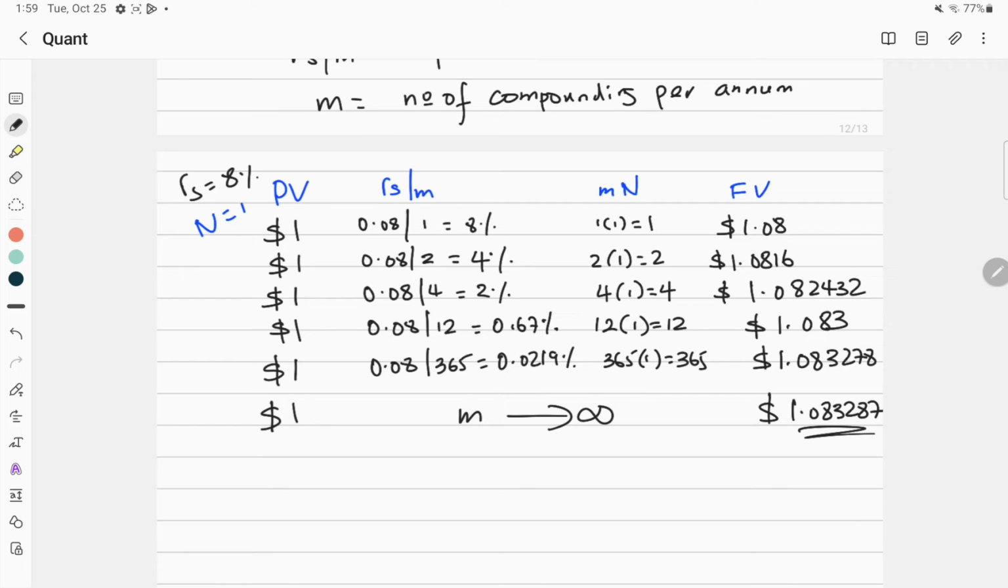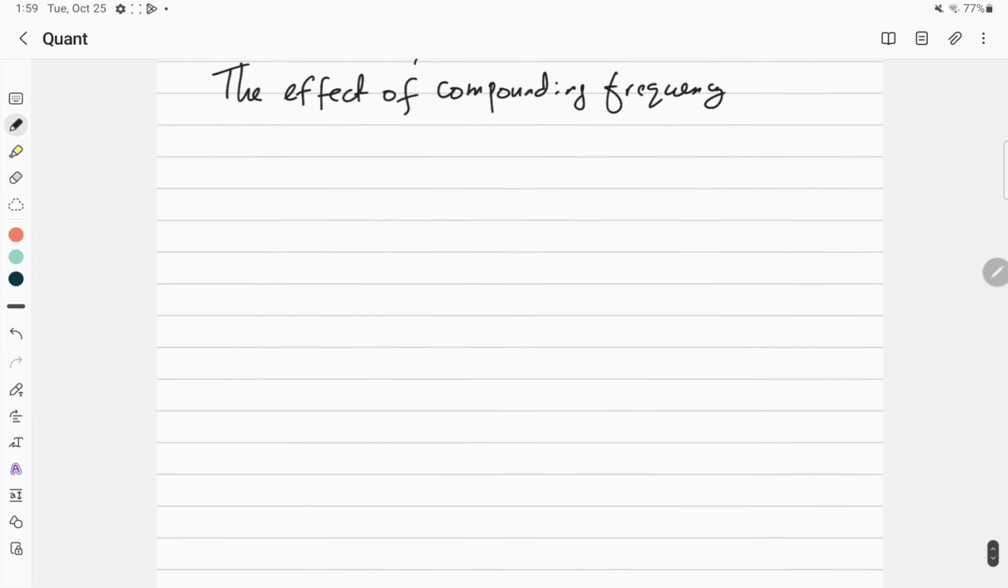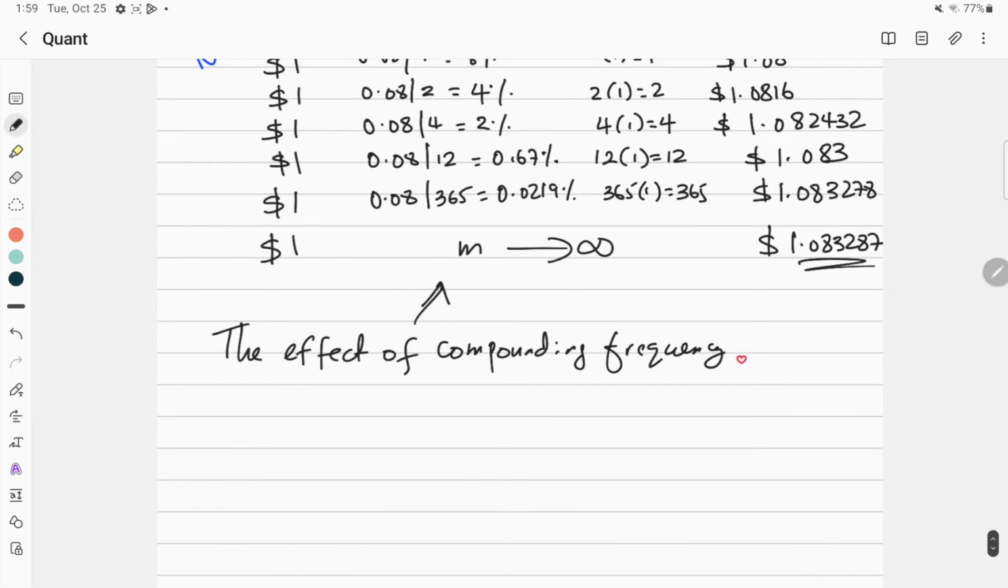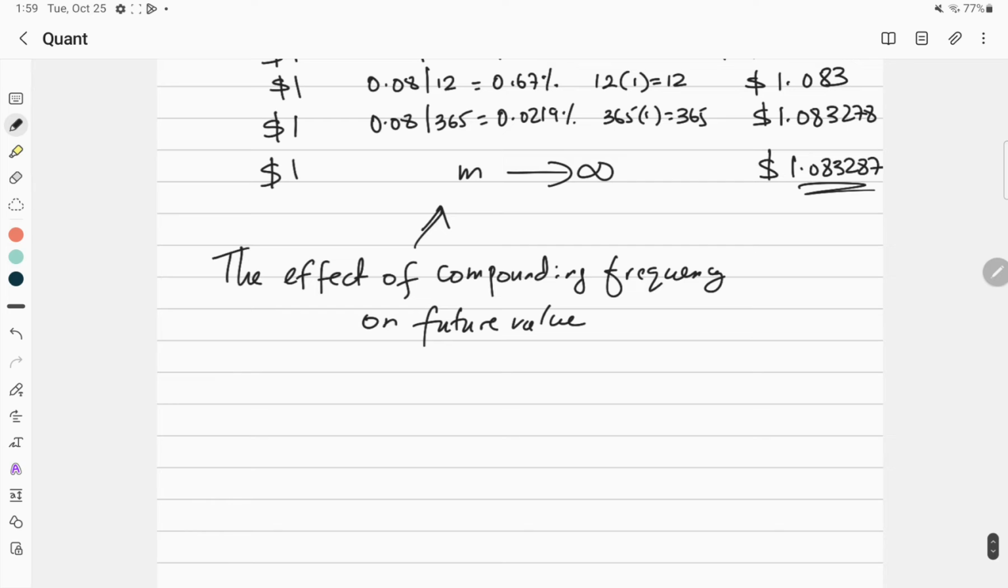So now this is simply what we call the effect of compounding frequency on future value, right? Okay. So now you've understood this, let's see a different concept.